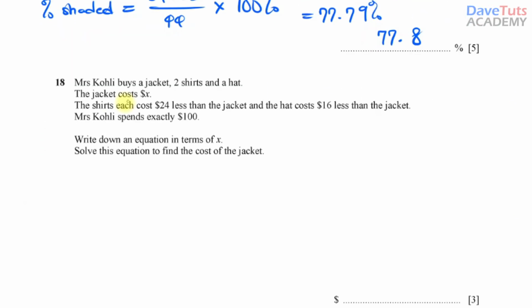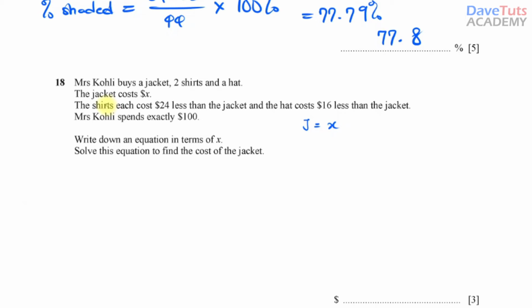Okay. We are told that Mrs. Coley buys a jacket, 2 shirts, and a hat. The jacket costs X dollars. The shirts each cost $24 less than the jacket, and the hat costs $16 less than the jacket. Now, Mrs. Coley spent exactly $100. We have to write down an equation in terms of X and solve the equation to find the cost of the jacket. So the cost of the jacket is X dollars.